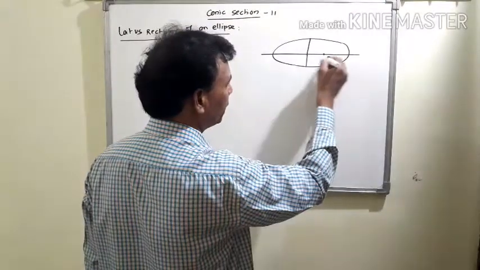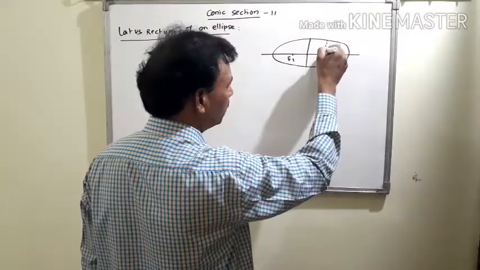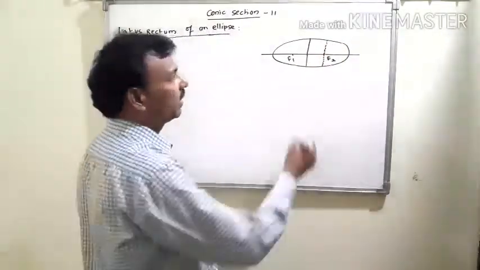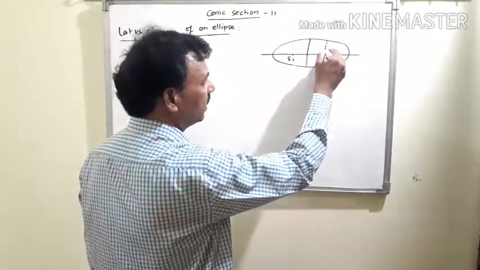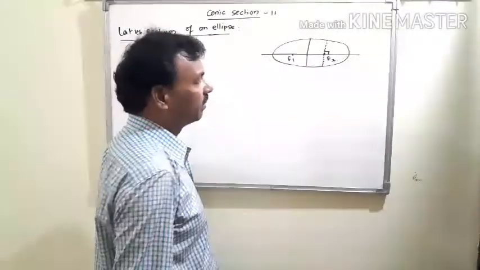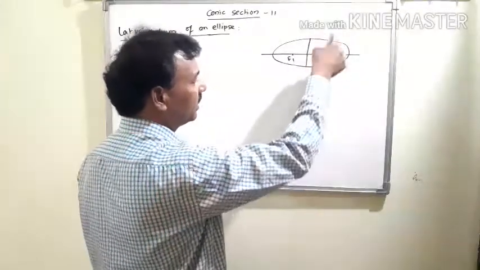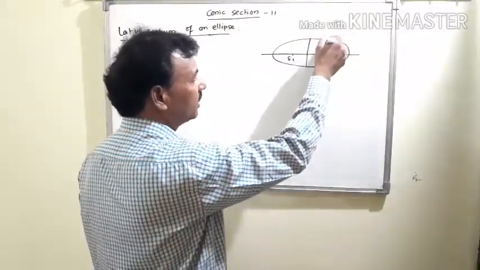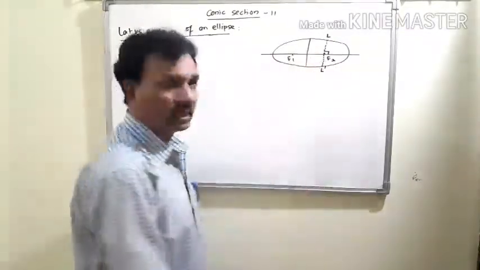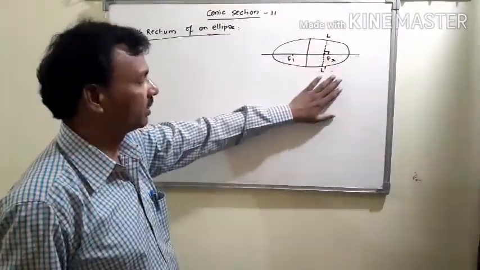Suppose this is F2 and this is F1. A line passes through any focus of the ellipse and is perpendicular to the major axis of the ellipse, and both its end points lie on the ellipse. Then this is known as the latus rectum of the ellipse. That means L dash is the latus rectum of the ellipse.